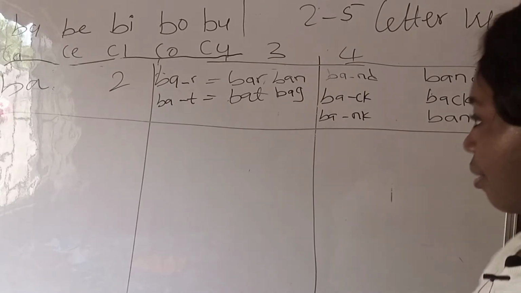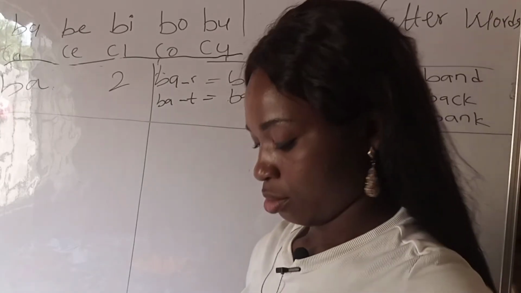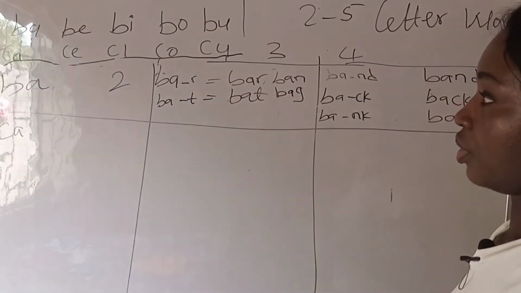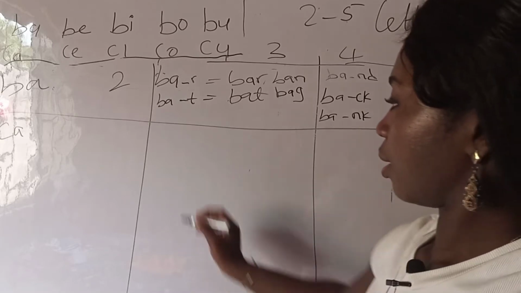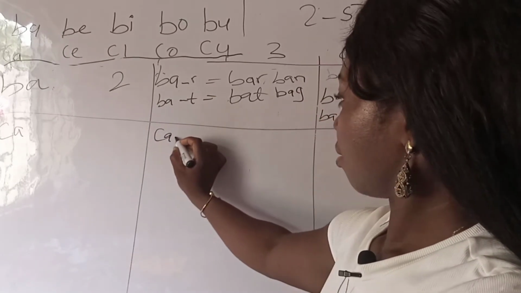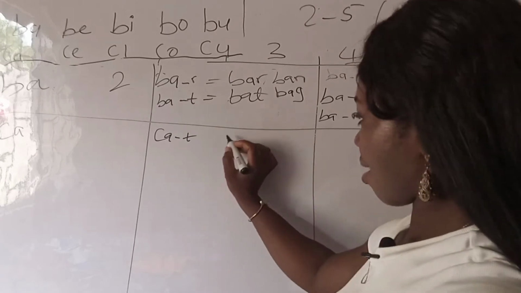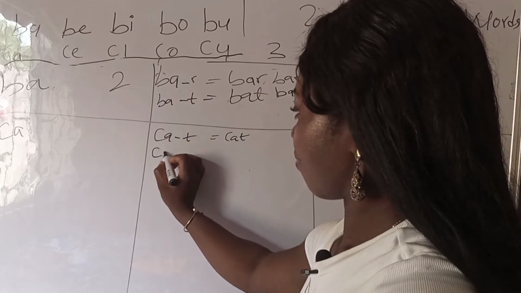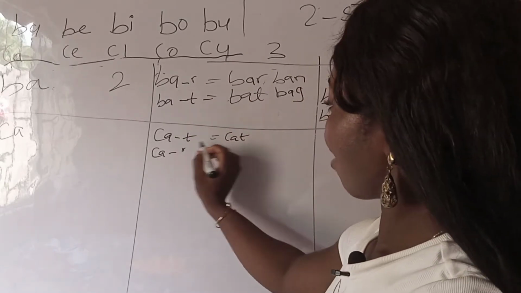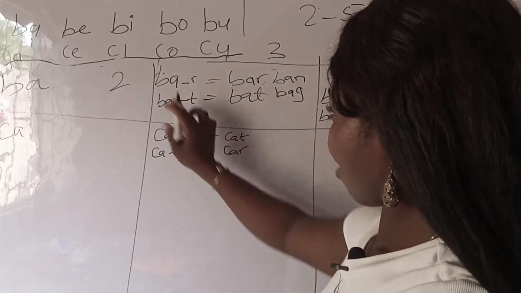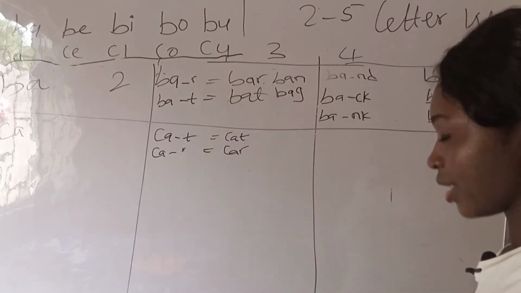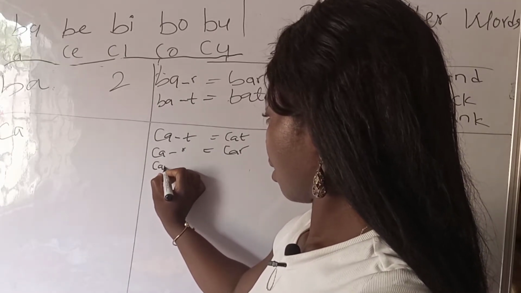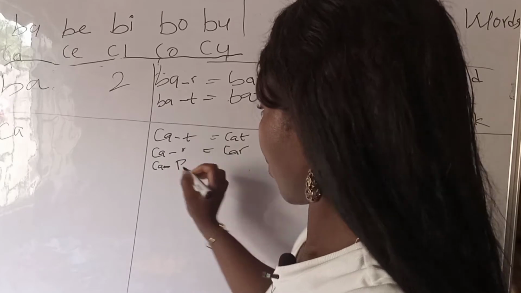So that is that. Now let's go to C A, ca. And we have the two-letter word here. We have ka, t, we have cat. Just like we have here. And we have ka, we have ba, we have ka. See the way it's going. We can have C, A, we add P, we have cap.